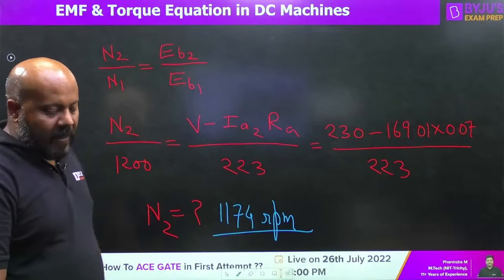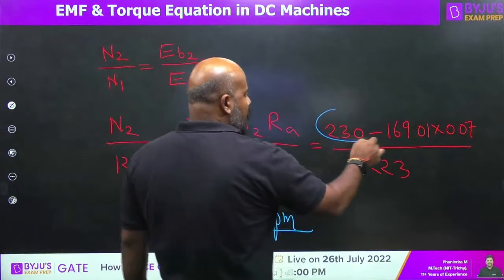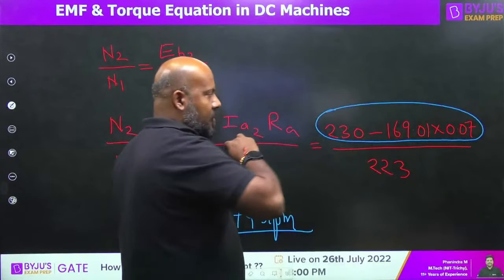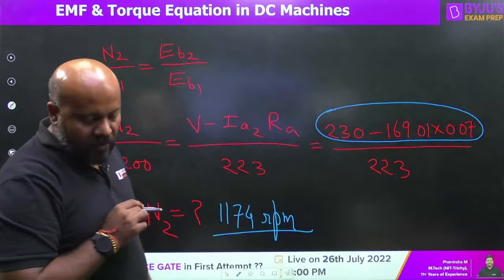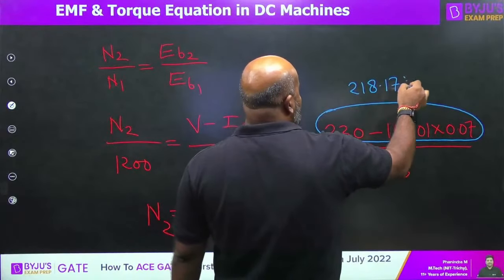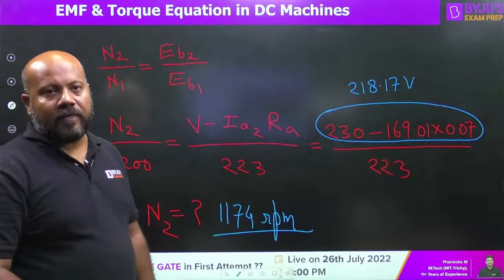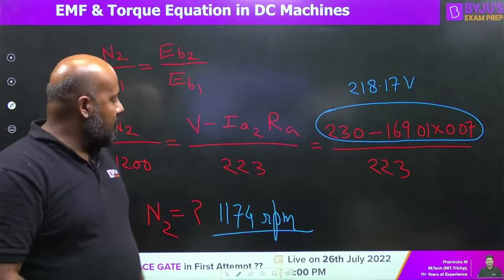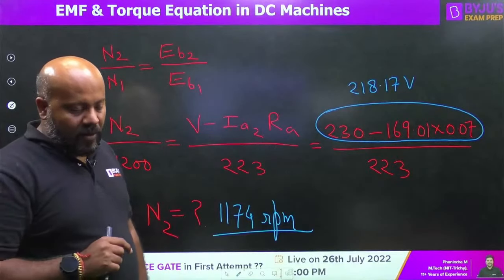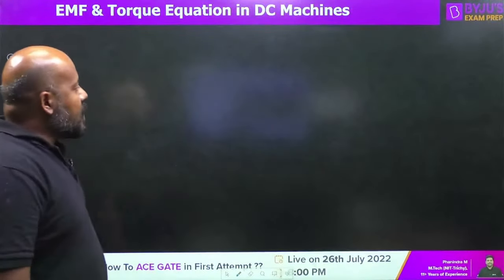What is the value of back EMF you are getting? How much value you are getting this? As per my reference, you must be getting the back EMF for the second case as 218.17 volts. Now you see there is some calculation mistake, I think, Mr. Hanif. Okay, just cross check it. That is a problem because other candidates are not doing it. Let us see the next problem.